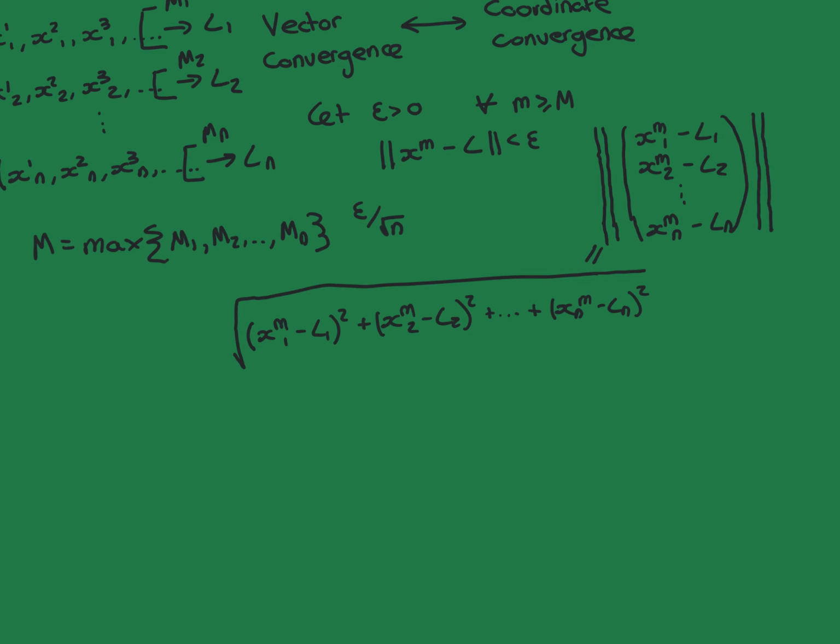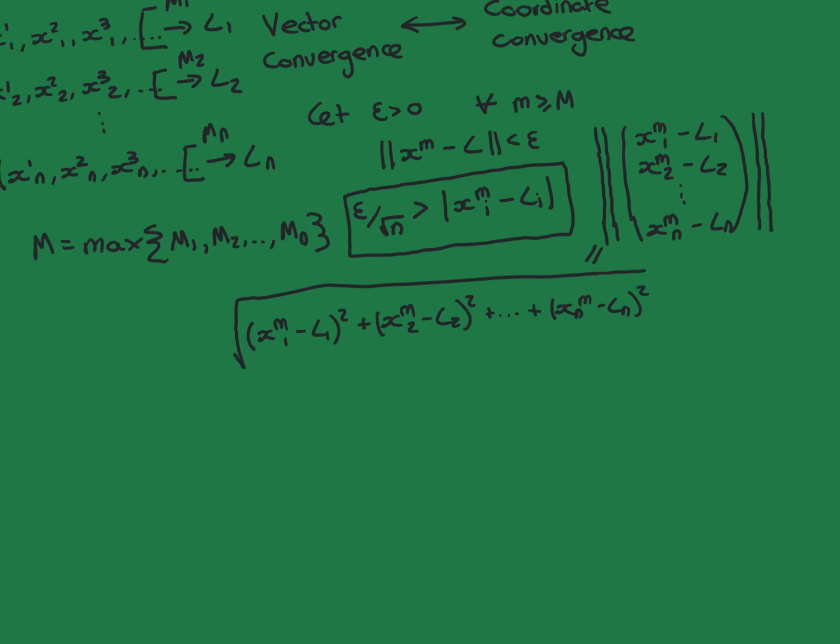So let's understand why this is going to be less than epsilon, so just write it out. The definition of the Euclidean norm is then the square root of the sum of squares of the coordinates of this vector here. So here's the first coordinate, x_m1 minus L1, then squared, plus the second coordinate squared, so the second coordinate is x_m2 minus L2 squared, plus all the way up to the nth coordinate, x_mn minus Ln squared. So we need to show that this thing is less than epsilon then.